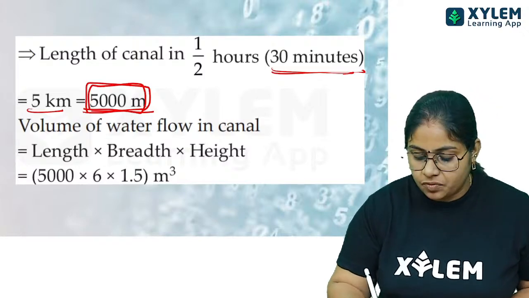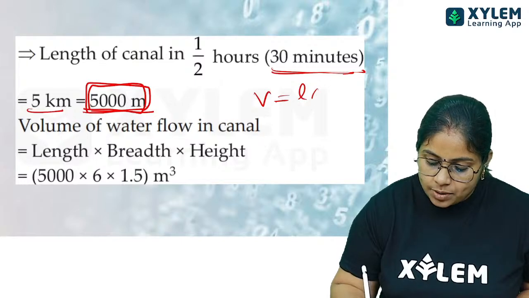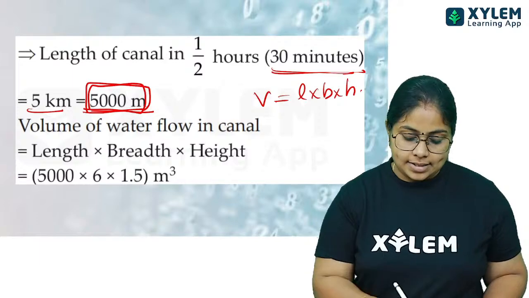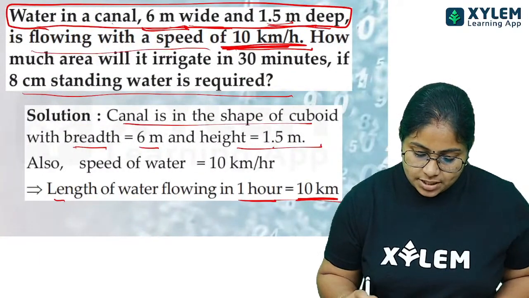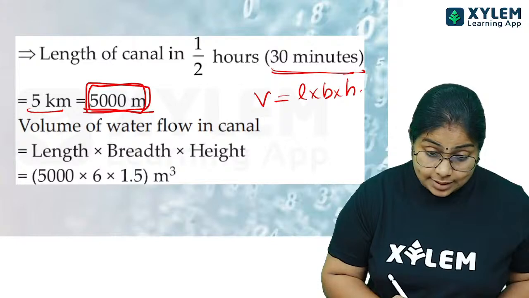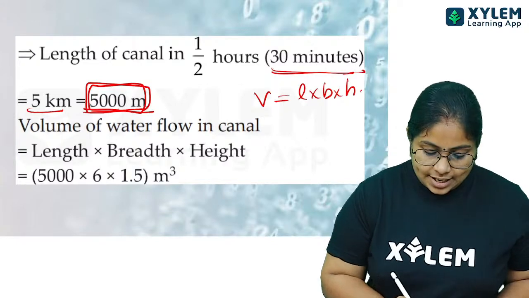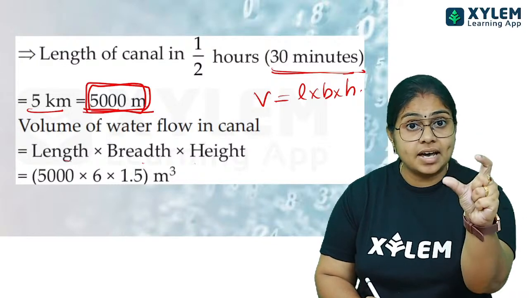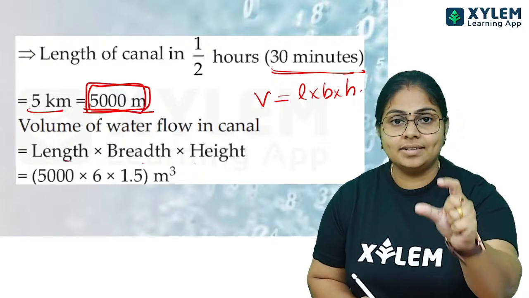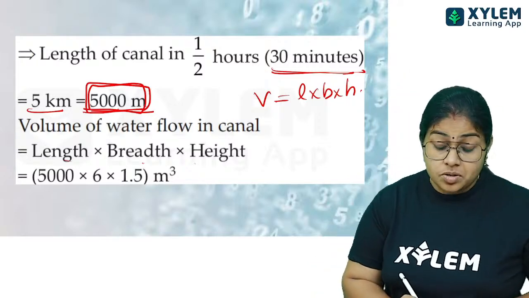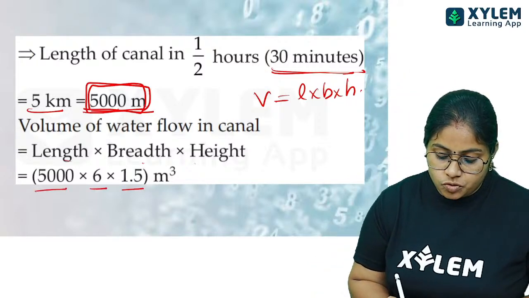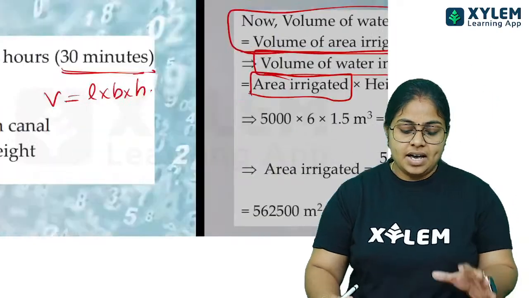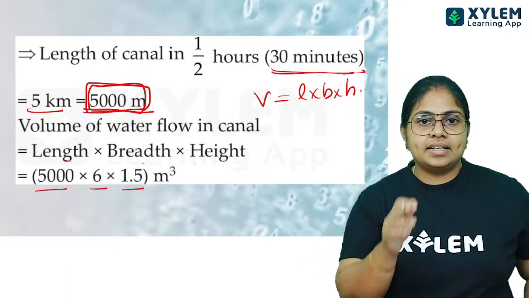So for finding the volume of the canal, we now have length, breadth and height. Height is given as 1.5 meters, and the length is also given. Everything has to be in meters, so we changed 5 kilometers into meters. So the volume is 5000 into 6 into 1.5. After multiplication we will get that value, but we don't need to calculate it directly.